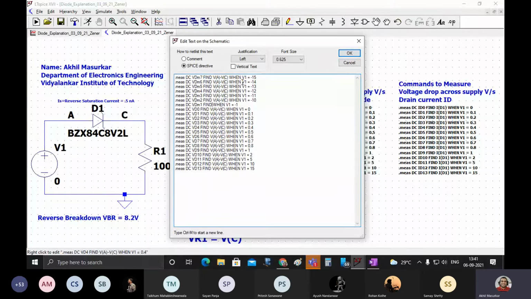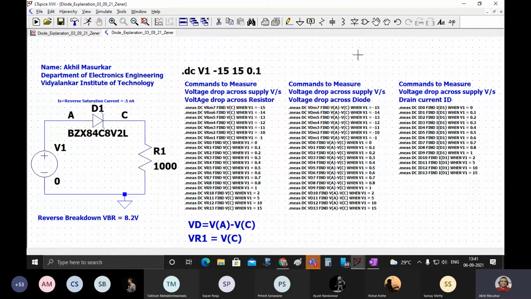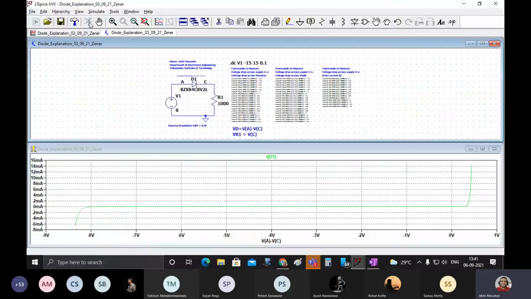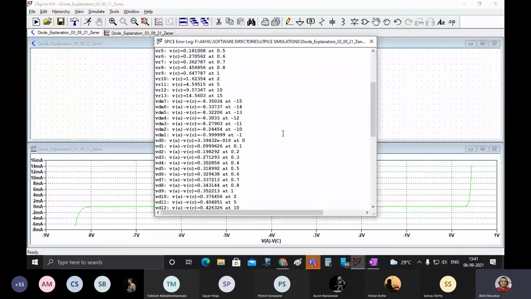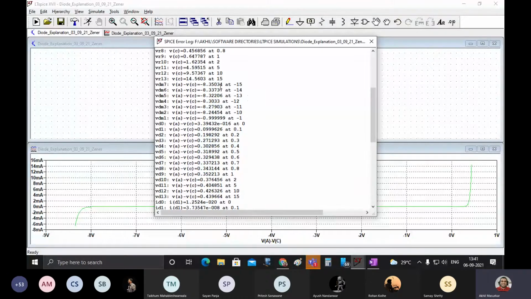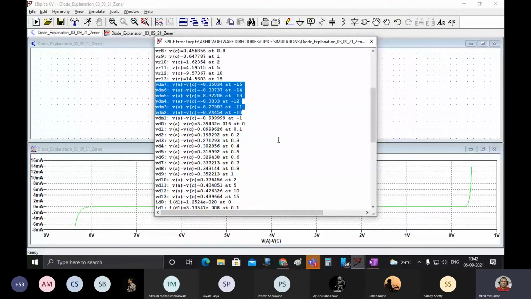Just say okay, run. Now again I'll see the SPICE error log file. So you can see here VA minus VC. Even if I'm increasing the reverse voltage, at these values the voltage across the diode remains more or less constant. Even if I increase my source voltage, the voltage across the diode remains constant.